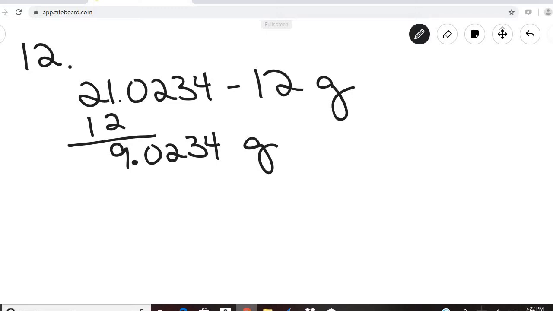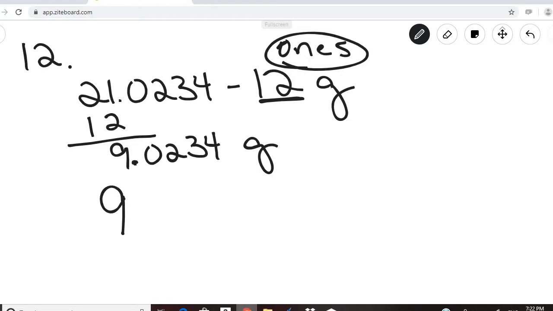So when adding and subtracting, you look at place value. This number goes out to the tenths, hundredths, thousandths, ten-thousandths, but this other number only goes out to the ones place. So our answer can only be reported out to the ones place, and therefore the answer is 9 grams.